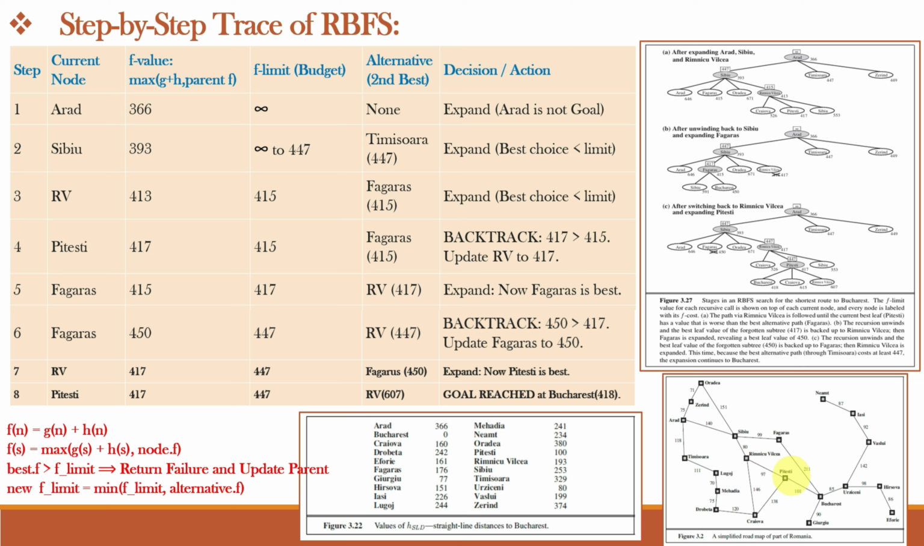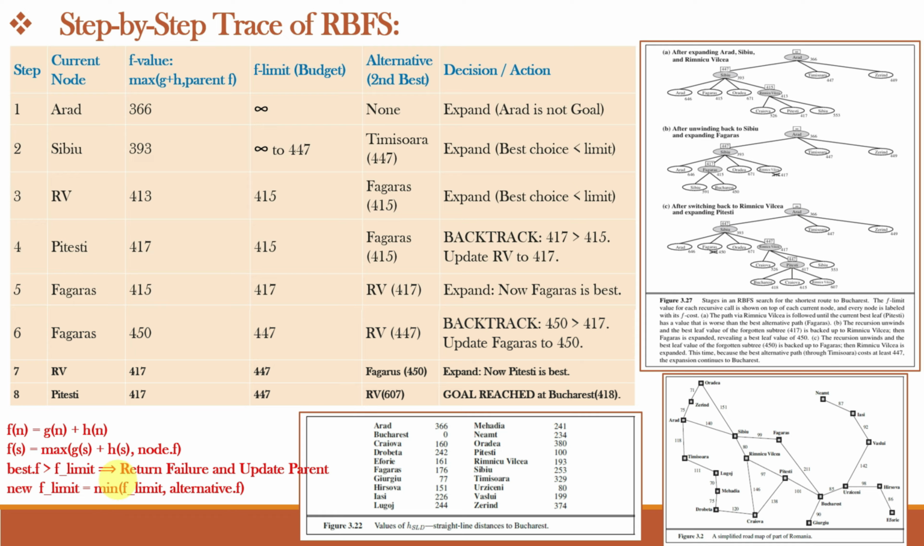So from Pitești we can go to Rimnicu Vilcea, Craiova or Bucharest. So we have written here the three cities, Bucharest, Craiova and Rimnicu Vilcea, and we calculate the F values using this equation. Now best among these three is Bucharest at 418. Best F, that is 418, is greater than F limit? F limit is 447. No. So it will go ahead and it will not return failure. So we go ahead and we have to find alternative F. So alternative F is Rimnicu Vilcea in this case, that is 607.